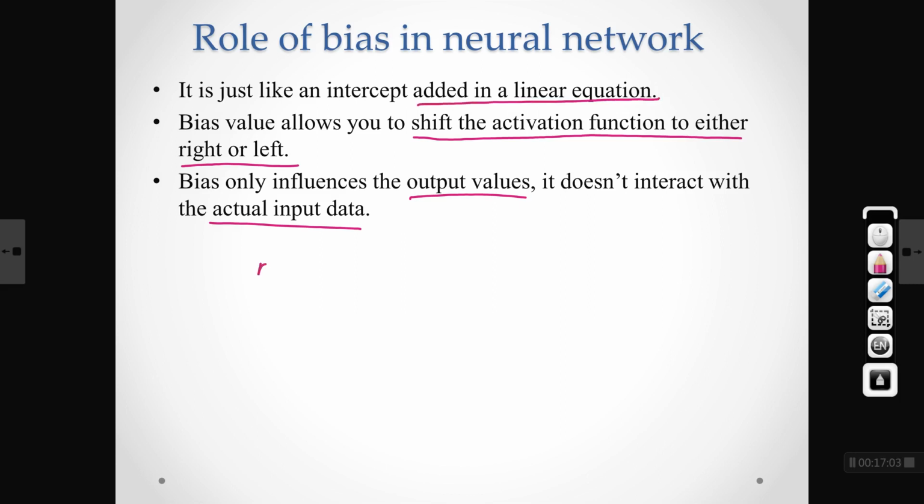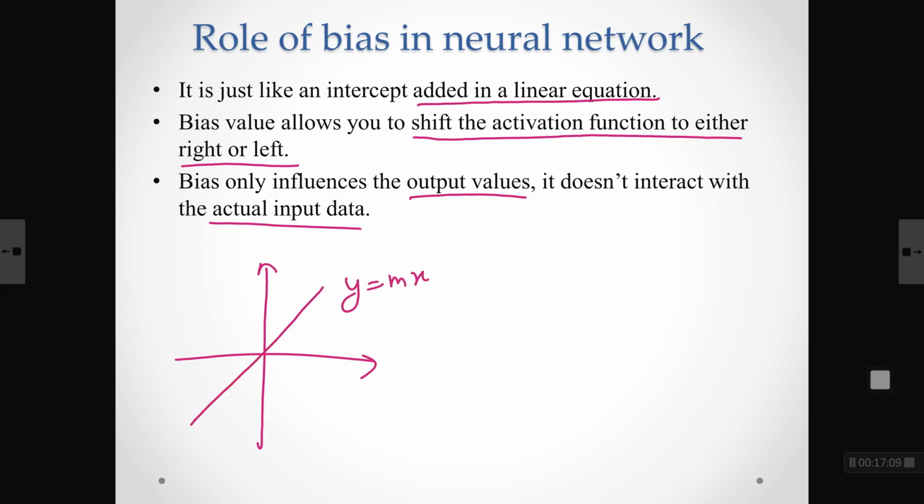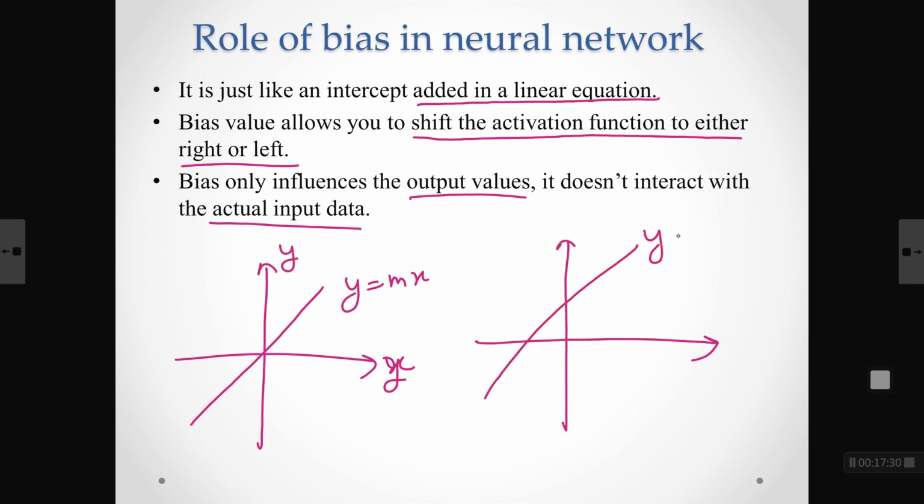So if you remember your equations, it is like y is equal to mx. Sorry, this is x and this is y. This is y is equal to mx. So what you have is that there is an intercept which is added: y is equal to mx plus c. So that means the equation shifts like this.